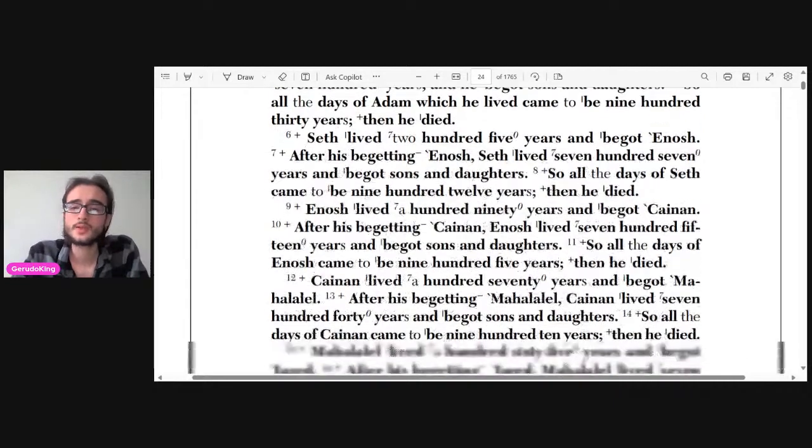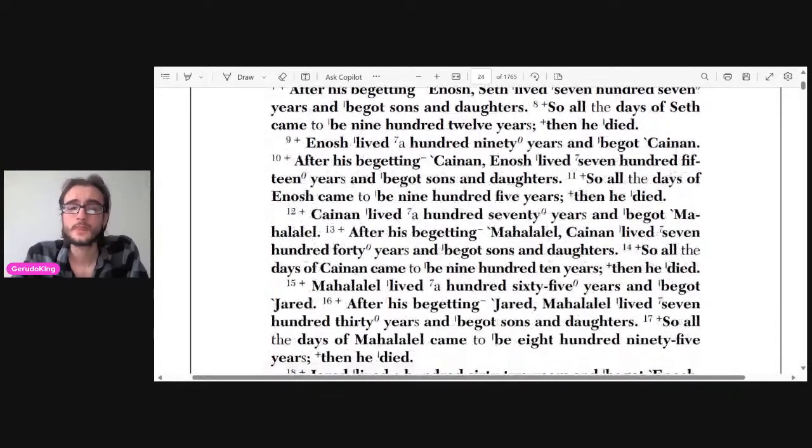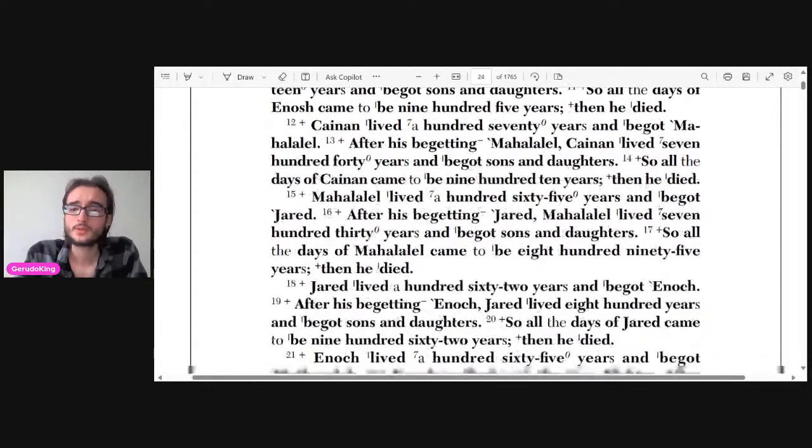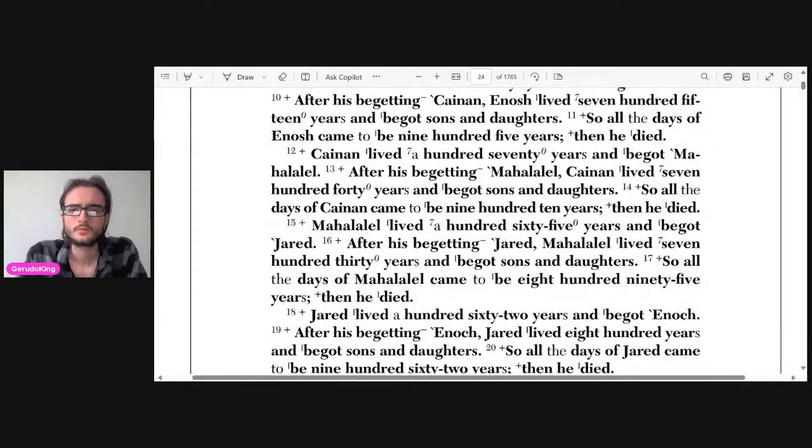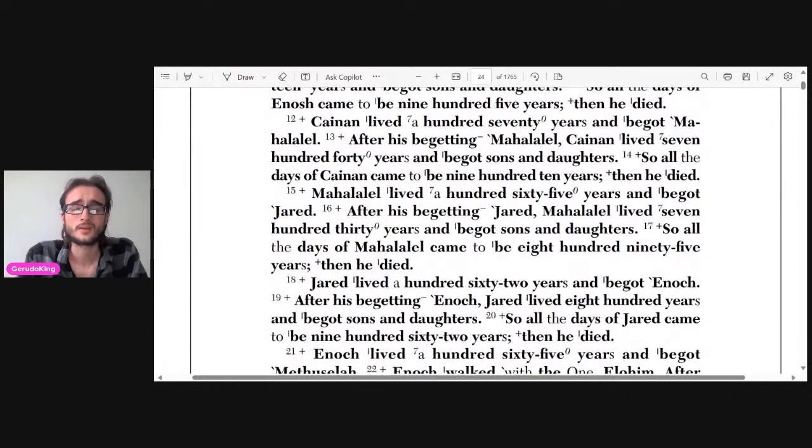Enosh lived 190 years and begot Canaan. After his begetting Canaan, Enosh lived 715 years and begot sons and daughters. So all the days of Canaan came to be 910 years. So all the days of Enosh came to be 905 years. Then he died. Yeah, this is that haplography thing that Enoch was talking about. I think I said that right.